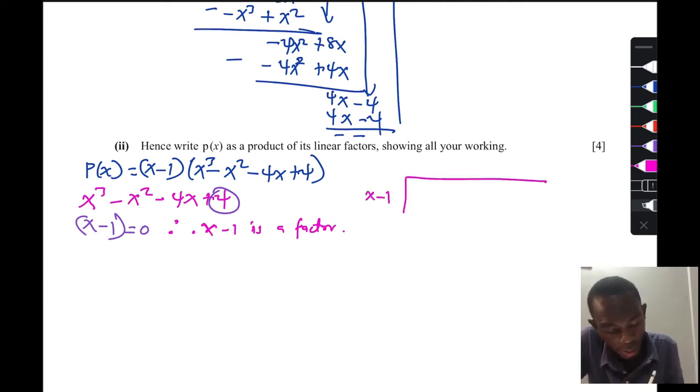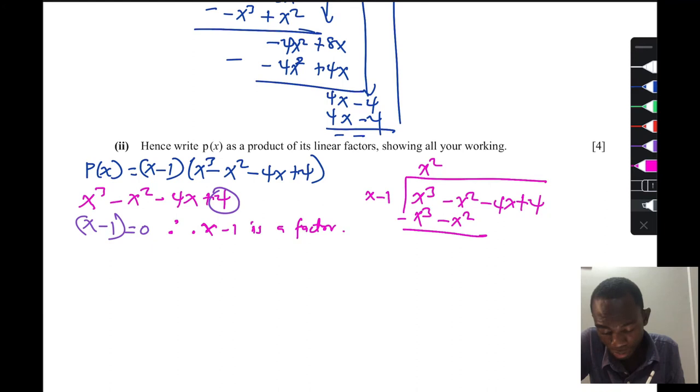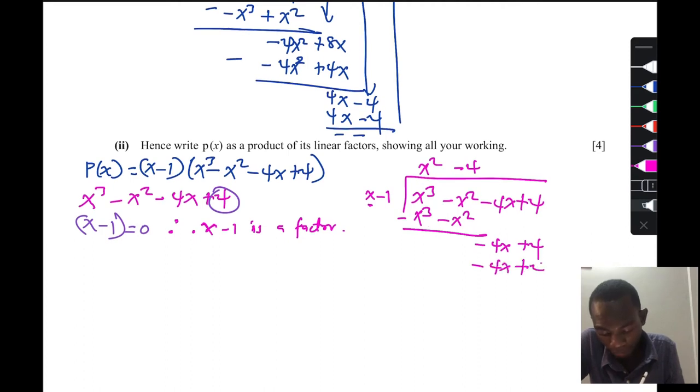X minus 1, and then I have x cubed minus x squared minus 4x plus 4. So I'm going to have x squared, then x cubed minus x squared. I subtract, that is 0. That is also 0. So I drop the negative 4x plus 4 down. This x will go there negative 4 times. You multiply, negative 4x plus 4 basically. So you subtract, that is 0.